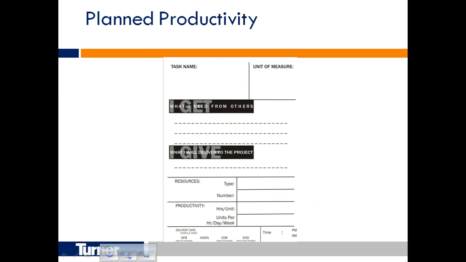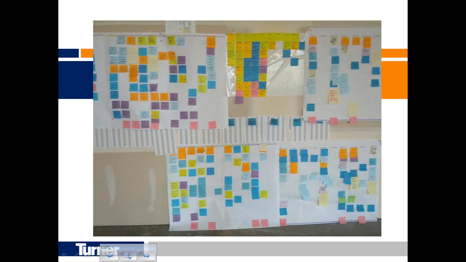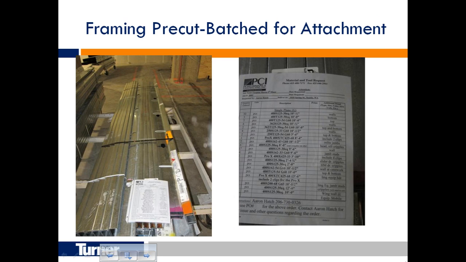Again, planning that productivity, utilizing the information, and doing pull plans. This is a pull plan for work, but we also do this with our design team to make sure that we truly understand what's the most appropriate information to have, and how do we get that in the right order.